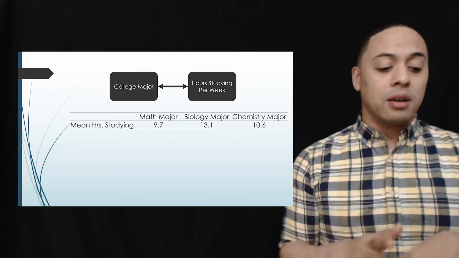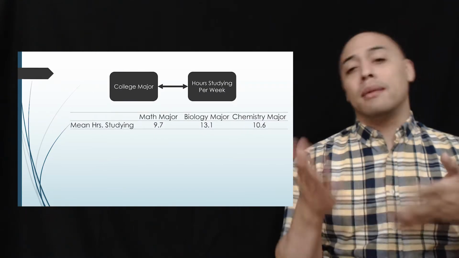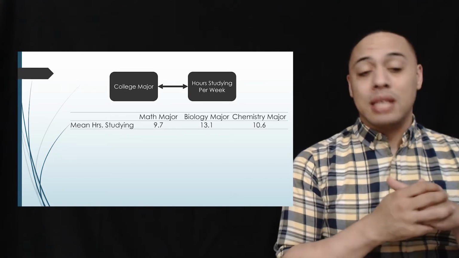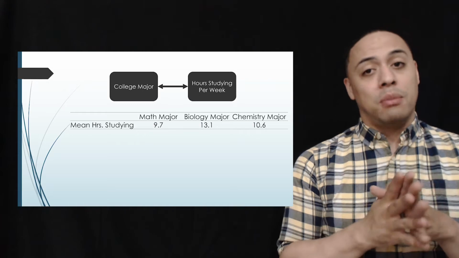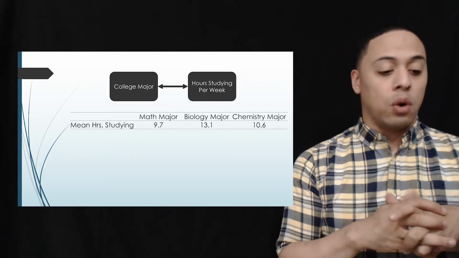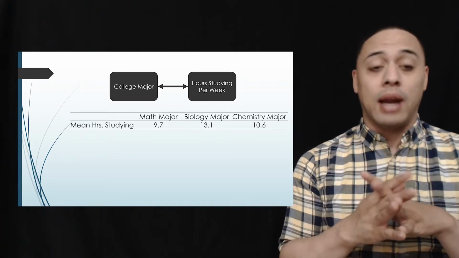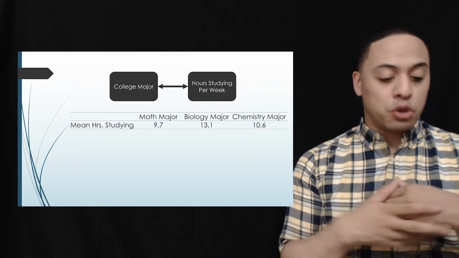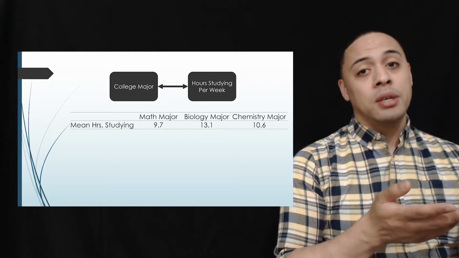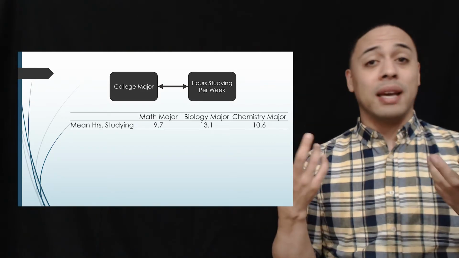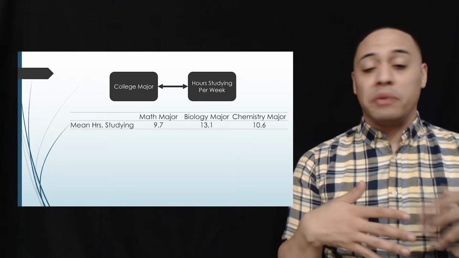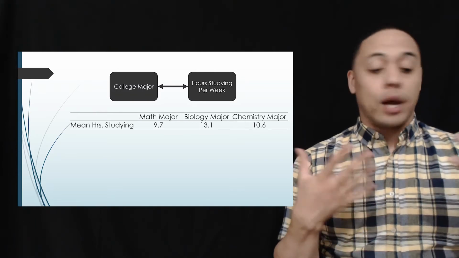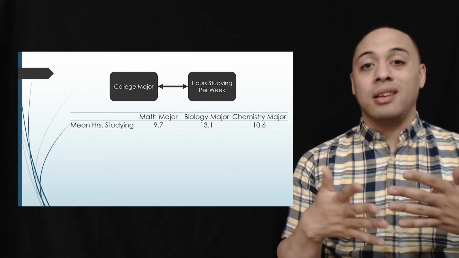So here, the average number of hours spent studying per week for math majors is 9.7 hours. The average number of hours per week studying for bio majors is 13.1 hours, and the average number of hours studying per week for chemistry majors is 10.6 hours. And from this by itself, we've learned a lot. We've learned that on average, biology majors are studying the most, and on average, math majors are studying the least.